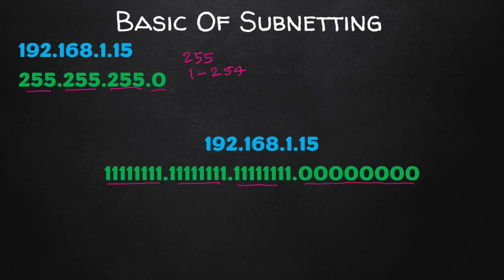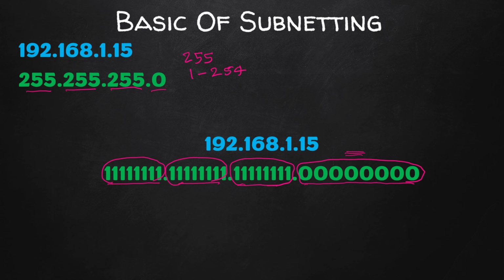And here wherever you can see the 1, this one, this one, and this one is the part of network, and wherever you can see 0, this part, it's part of host. So when you give multiple IP addresses to devices, it is going to add to this host part. This is what is getting changed, the IP address, but the network part remains the same.